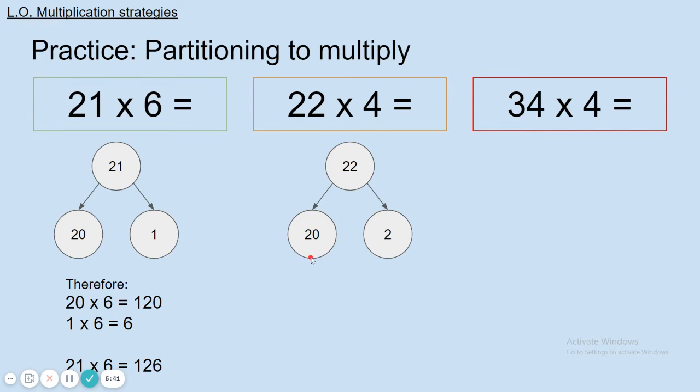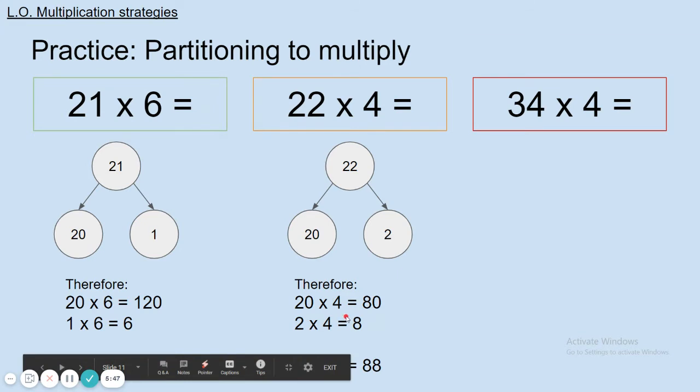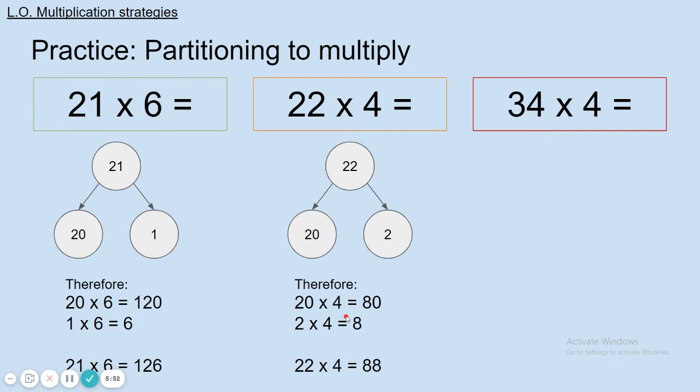20 lots of partition 22. 20 lots of 4, that's 80. And 2 lots of 4, that's 8. And then you see it in a second. 22 times 4 is 88.